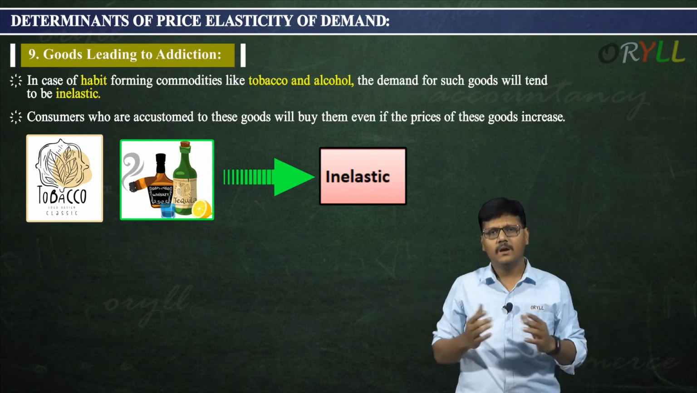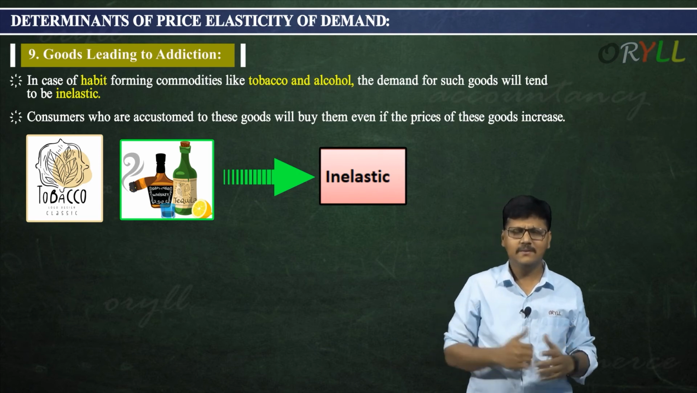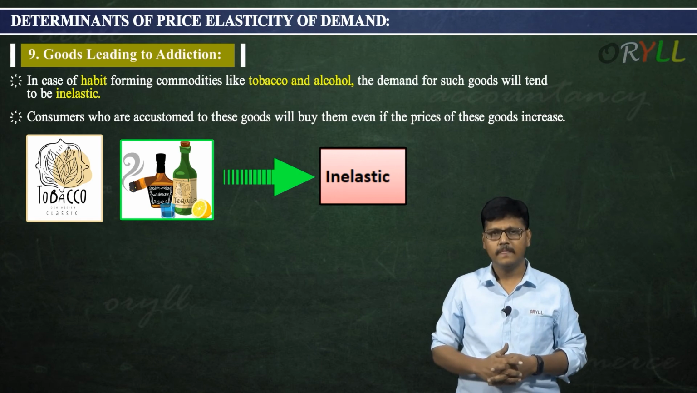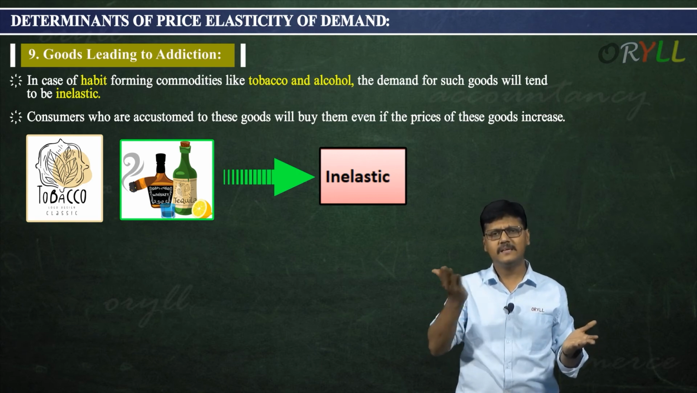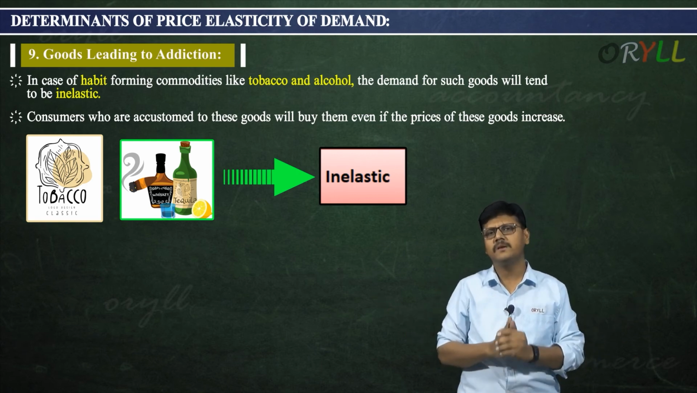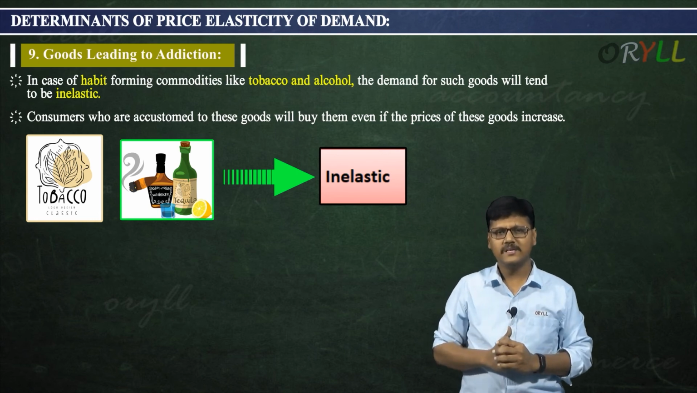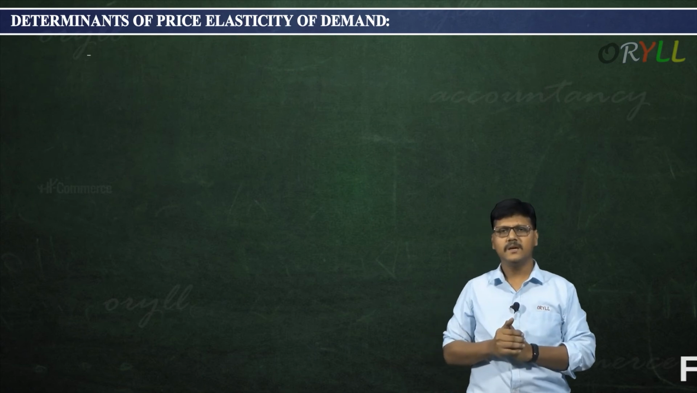For example, the mobile phone, it is a kind of addiction, but it is accustomed, we are habituated to this. See, nowadays prices are increasing like anything for these mobile phones, even though we are buying these commodities and these have elastic demand. The next one is income group.